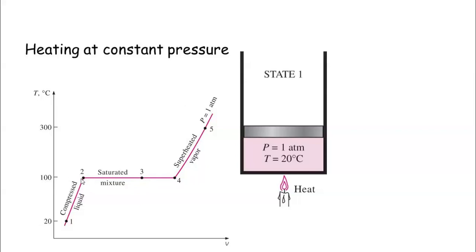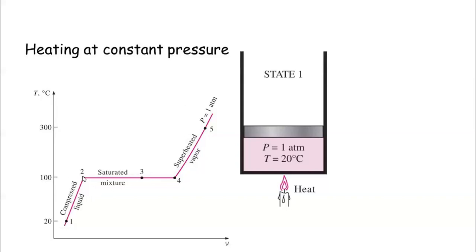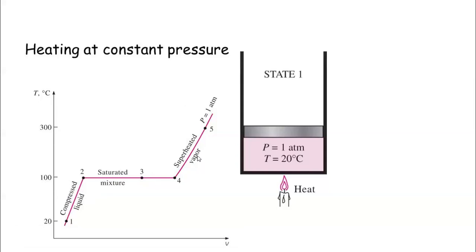So this temperature is constant till boiling happens. Once the boiling is completed, if you heat it further, the temperature would increase, the volume would increase, and that steam is called superheated steam, superheated vapor. So we have studied some concepts like dry saturated steam, saturated liquid, and superheated steam. We have studied what is compressed liquid, what is saturated mixture, and what is superheated vapor.